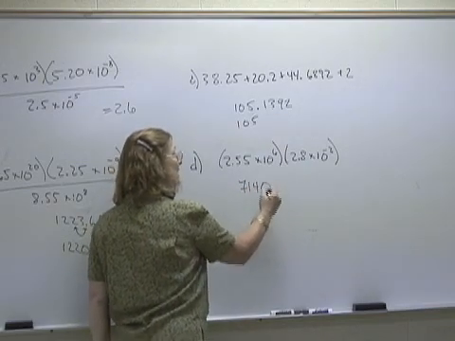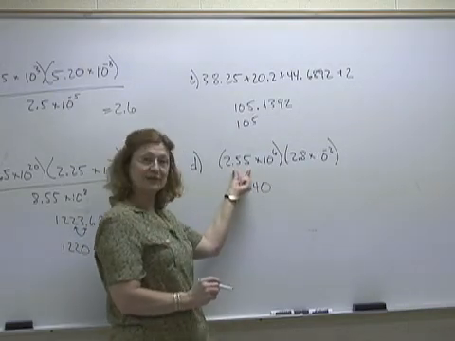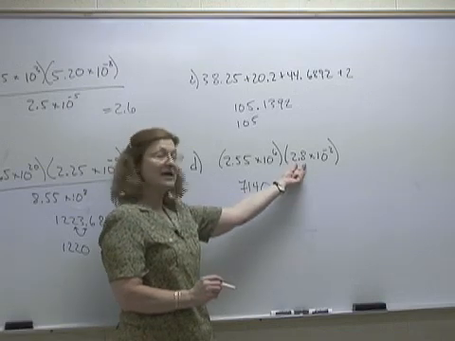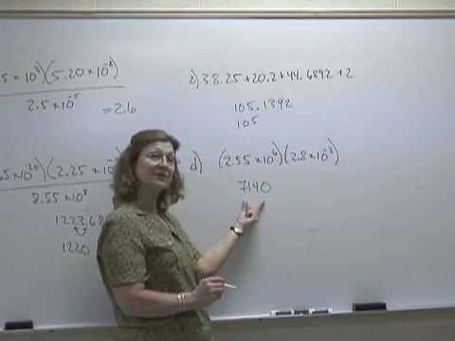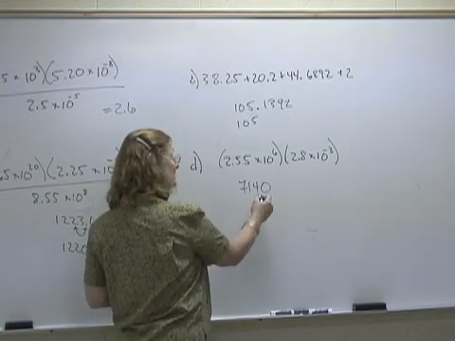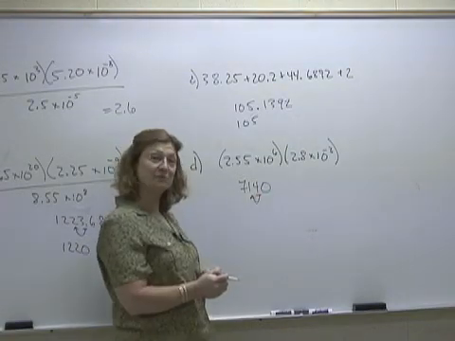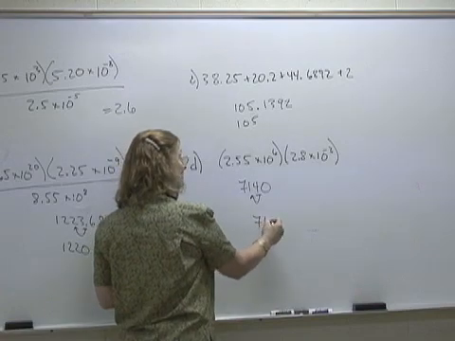For D, it's just straight multiplication, 2.55 exponent 6 times 2.8 exponent negative 3 equals 7140. And this number has 3 significant digits. This number has 2 significant digits, so my answer should only have 2 significant digits. I look at the 3rd place to determine what the 2nd place will be, and so my answer is 7100.